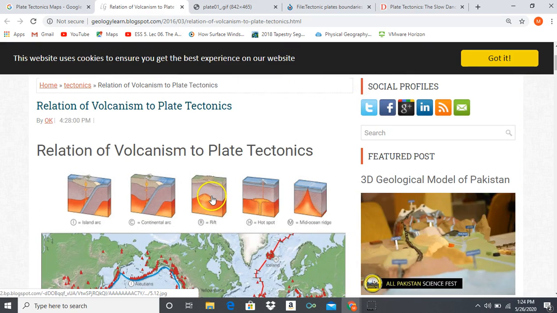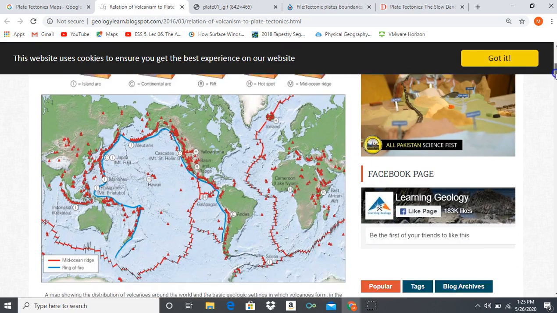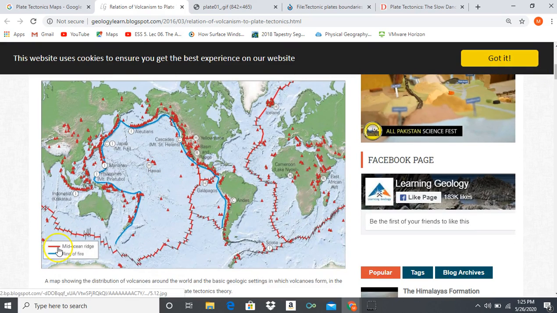In contrast, we have what are called rifts or divergent plate boundaries. And rifts or what are called mid-oceanic ridges are very good examples of two places where we see divergent boundaries. And on this map here, those are identified by the red lines. And usually we find these on the bottom of oceanic floors.